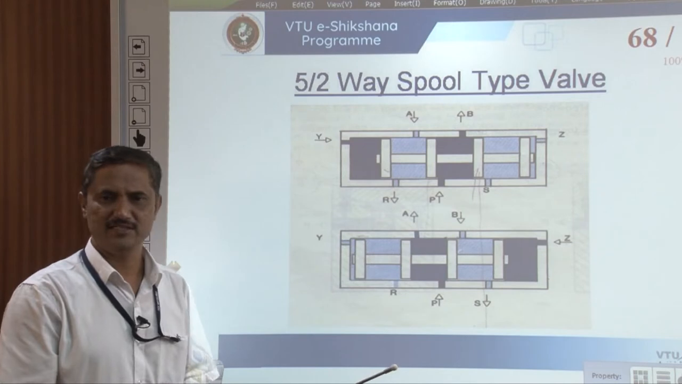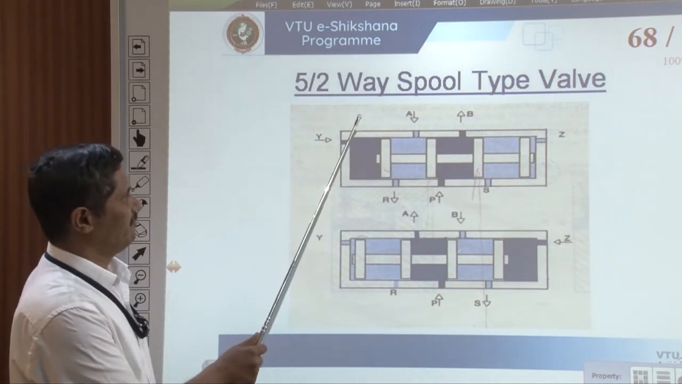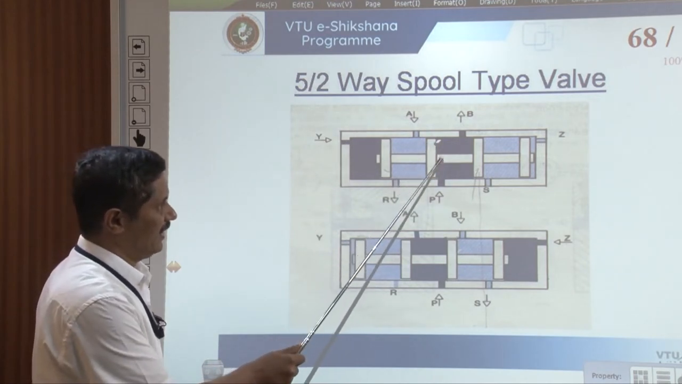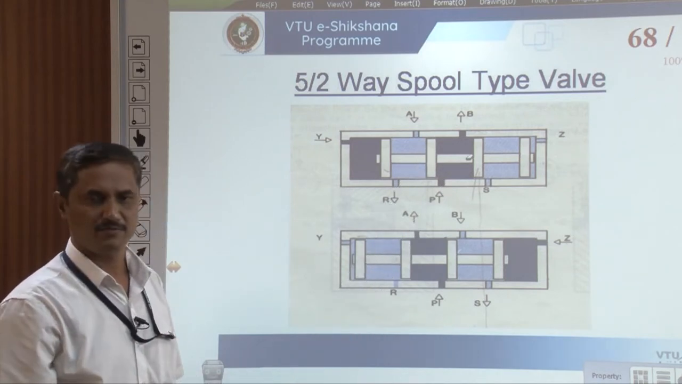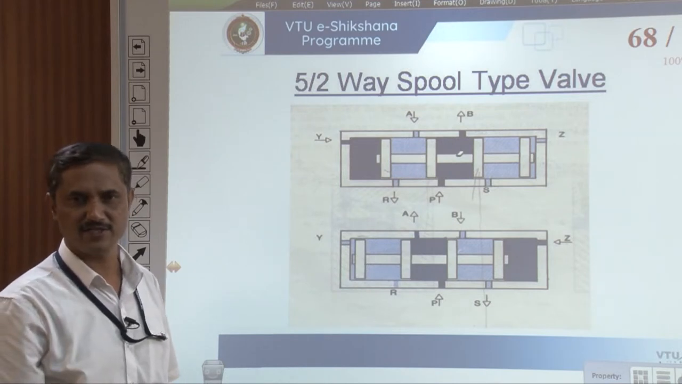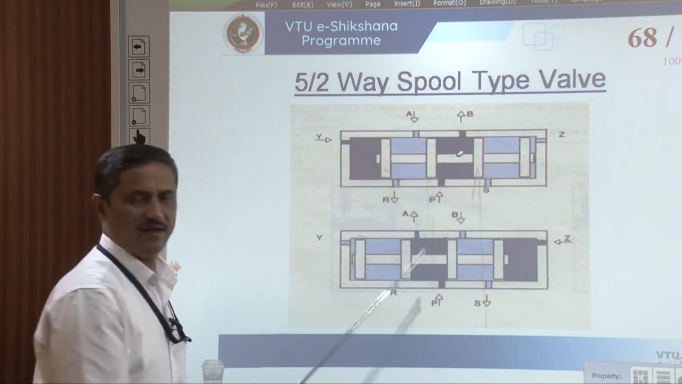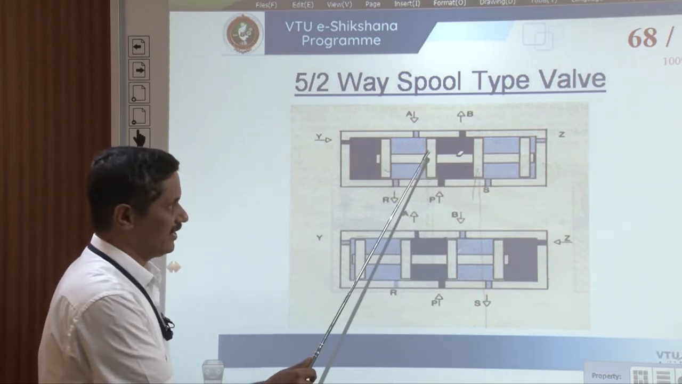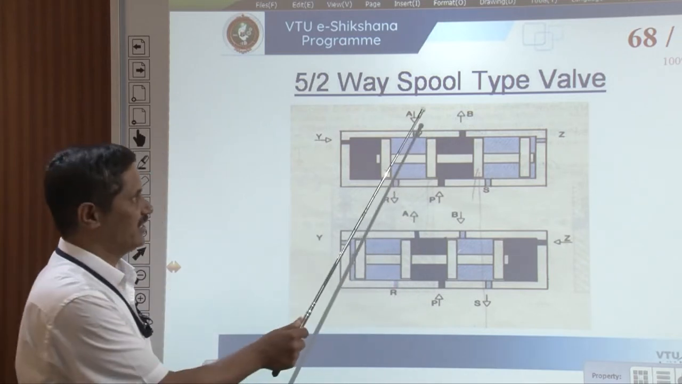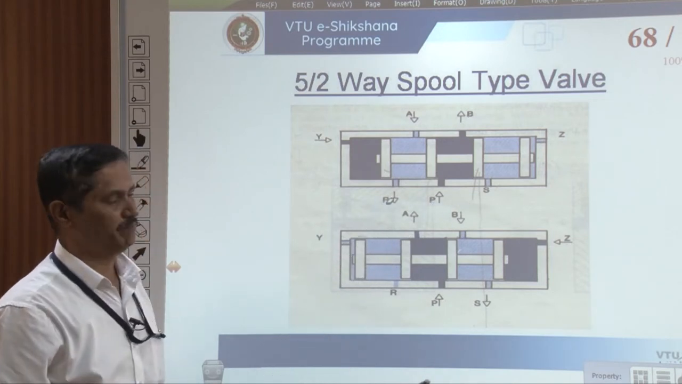Another type of valve which is extensively used is the spool type of valve. In the spool type of valve, you can see a larger diameter and a smaller diameter at different sections of the spool. When we move it linearly inside, it can close and open the different ports according to the requirement. The ports here, A, B, P, R, S, are all ports.